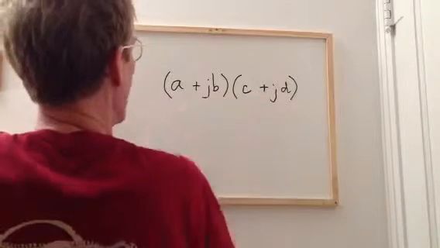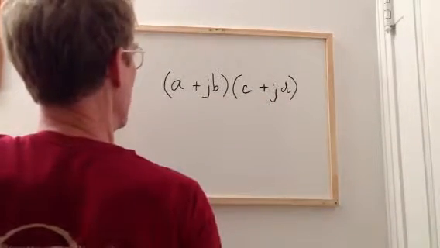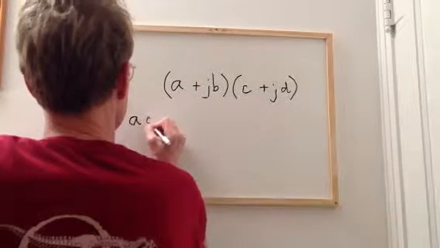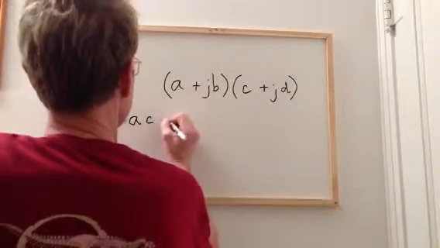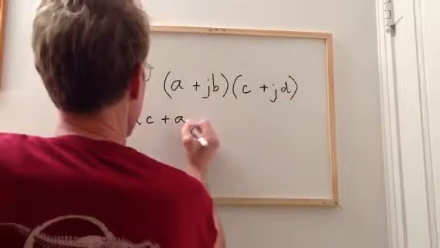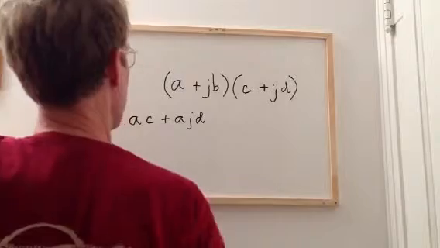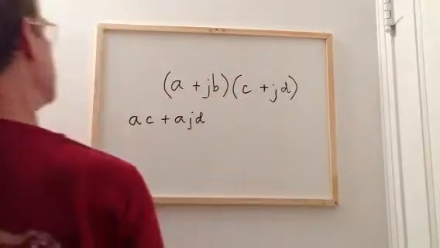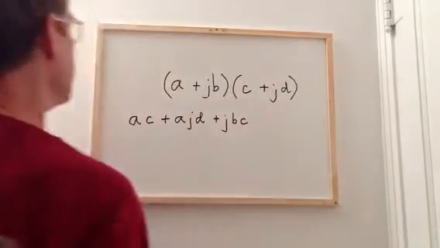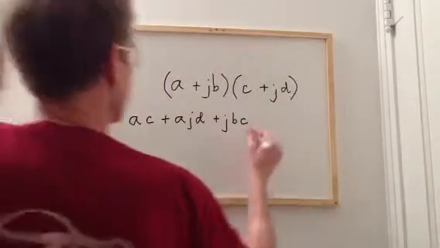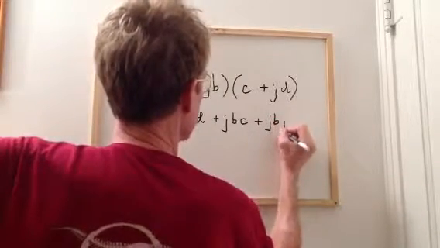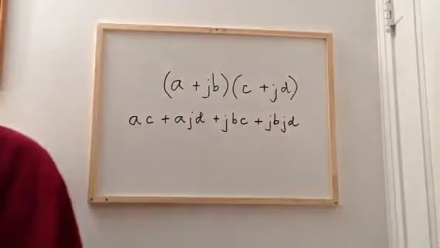These are binomials. You remember how to multiply binomials in algebra. You multiply A times C, then you add to that the first term here and the second term there, which would be AJD. Then you multiply this by this, plus JBC, and then you multiply this by this, and add it, JBJD. Well, let's simplify this.